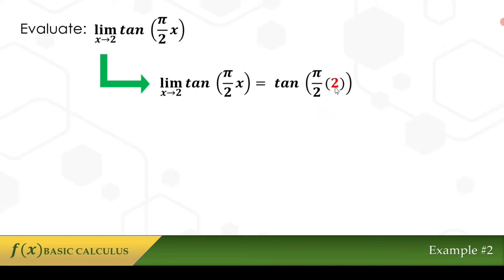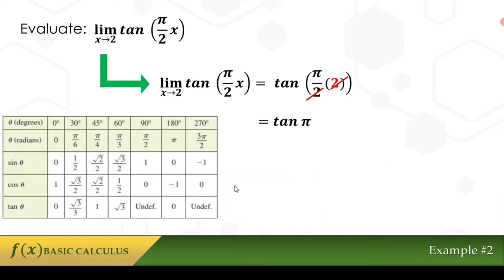Now let's simplify. What is the value of pi all over 2 times 2? So just cancel out. So that's 2 pi all over 2, and then 2 pi divided by 2 is equal to pi. Meaning the simplified form is equal to tangent pi. Now the question is, what is the value of tangent pi? Let's check the table. So this is tangent, and this is pi, or 180 in degrees. So tangent pi is equal to 0. So meaning, the final answer is equal to 0.